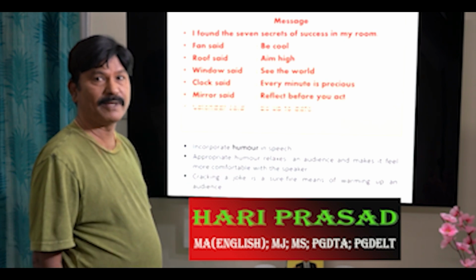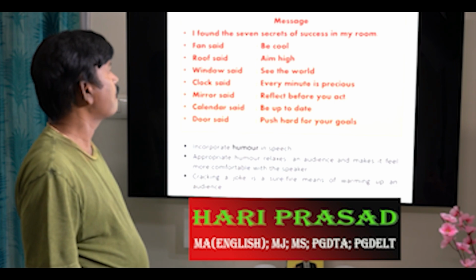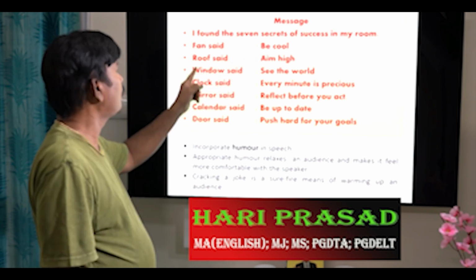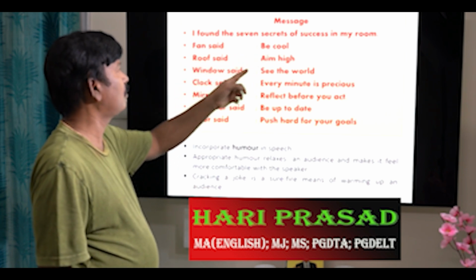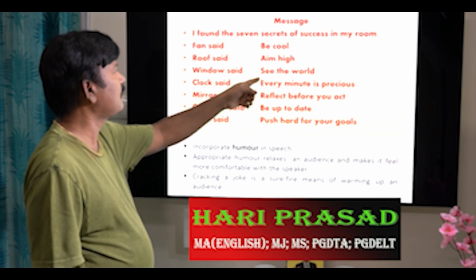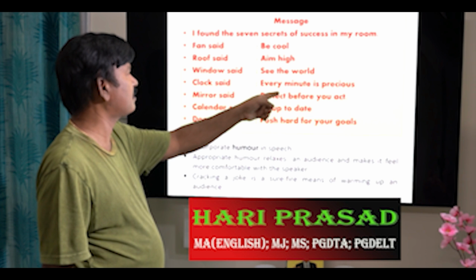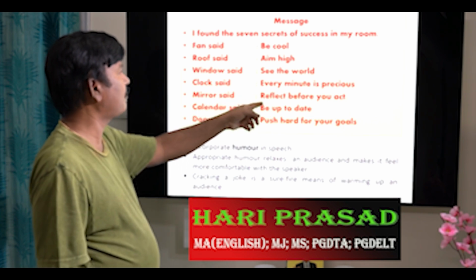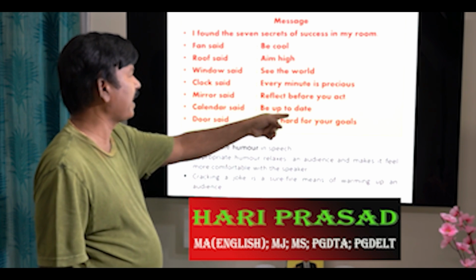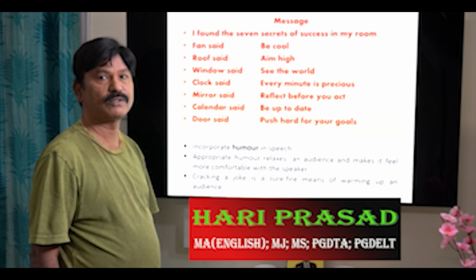One message I am giving, a beautiful message now. All people can understand this. I found these 7 secrets of success in my room. Fan said, be cool. Roof said, aim high. Window said, see the world. Clock said, every minute is precious. Mirror said, reflect before you act. Calendar said, be up to date. Door said, push hard for your goals.